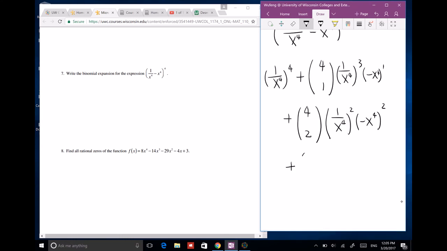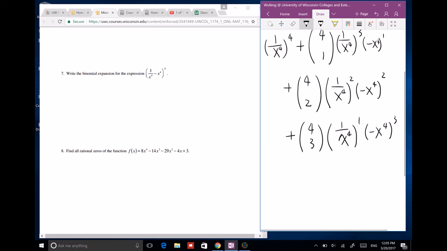Okay, then plus choose 3 from 4, 1 over x^4 to power 1, negative x^4 to power 3. You simplify that, okay, and plus choose 4 from 4 and 1 over x^4 to power 0 and times negative x^4 to power 4. You simplify this. This is just use a binomial formula.